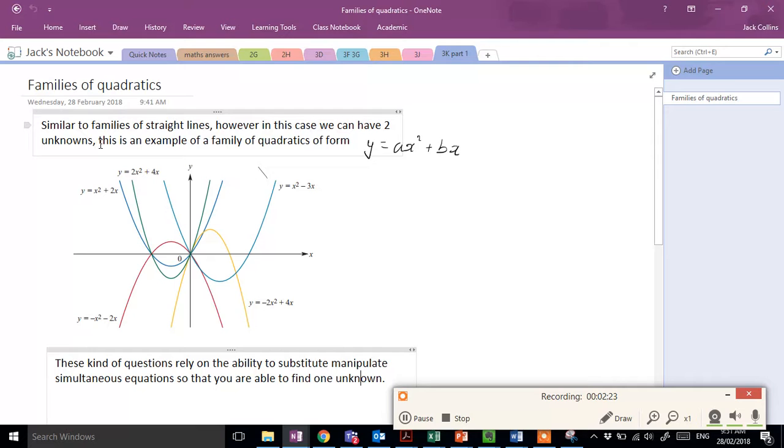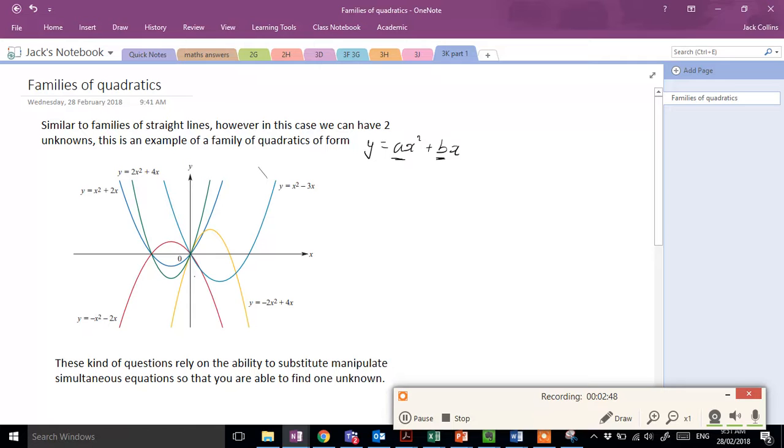Alright, so second exercise that we're going to get through on Monday is looking at families of quadratics. So families of quadratics are similar to families of straight lines. However, in this case, we can have two unknowns. And this is an example down here of a family of quadratics of the form y equals ax squared plus bx. So in this case, the a term can change, which would change the gradient of the parabola. And the b term can change, which can change the turning point of the parabola.